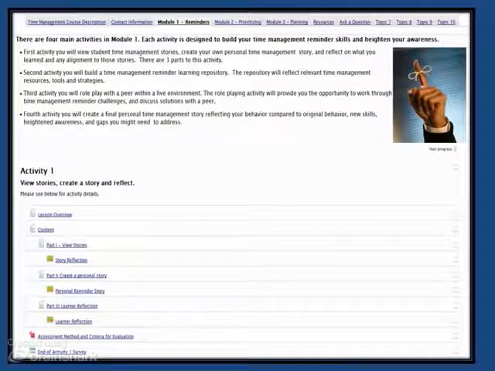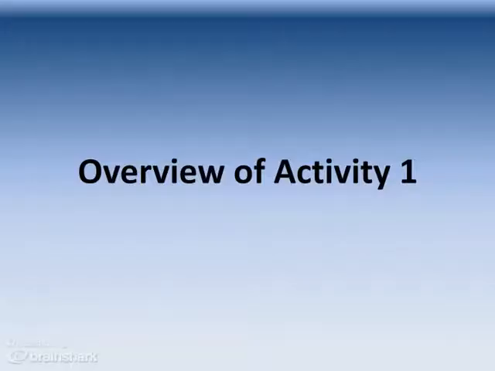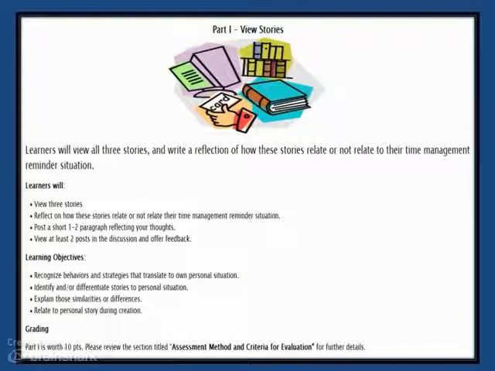As you can see, Activity 1 has 3 parts, and there are many pages that the student has to view to complete this particular activity. So I'm going to give you an overview of Activity 1. The first part of Activity 1 is View Stories. The learner will see this page with what they will do, what the objectives of this part are, and how they will be graded.